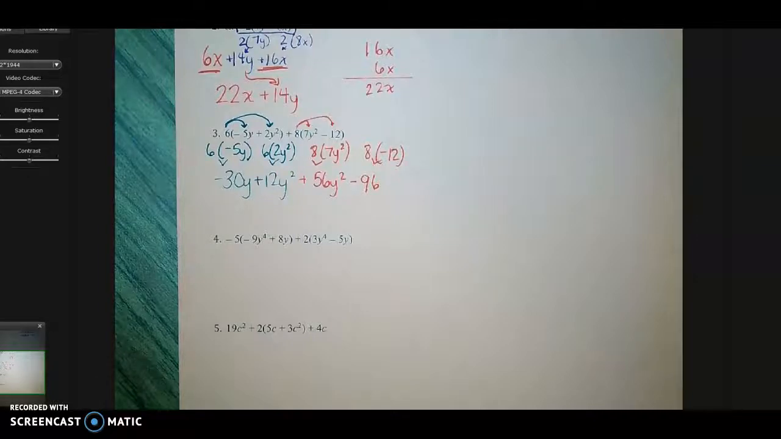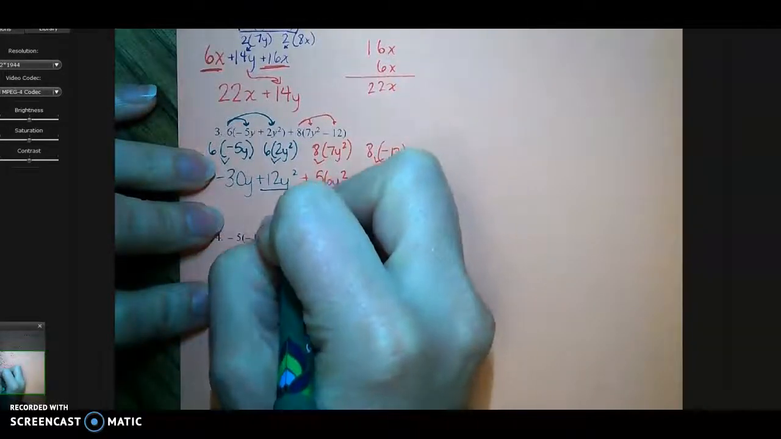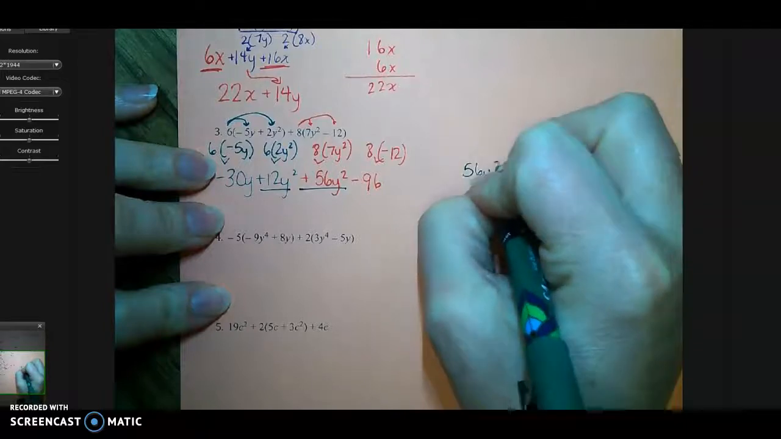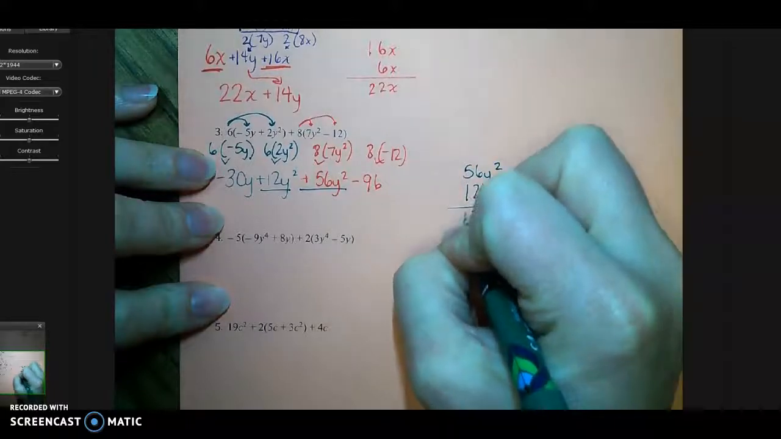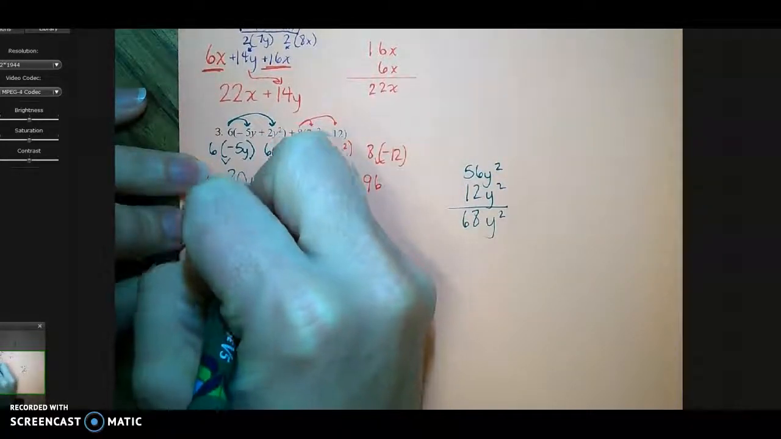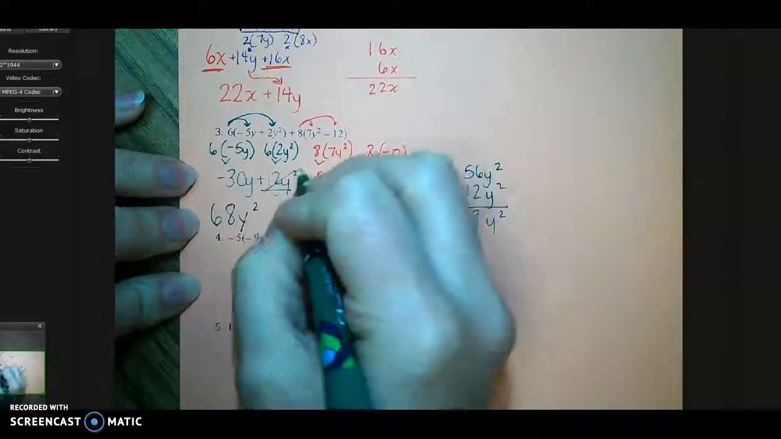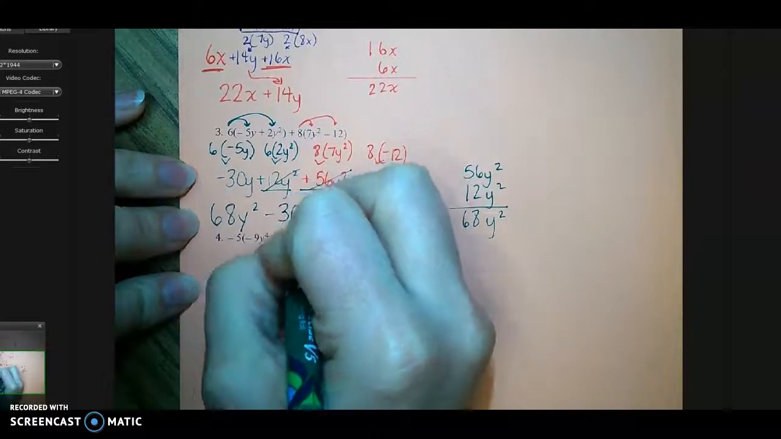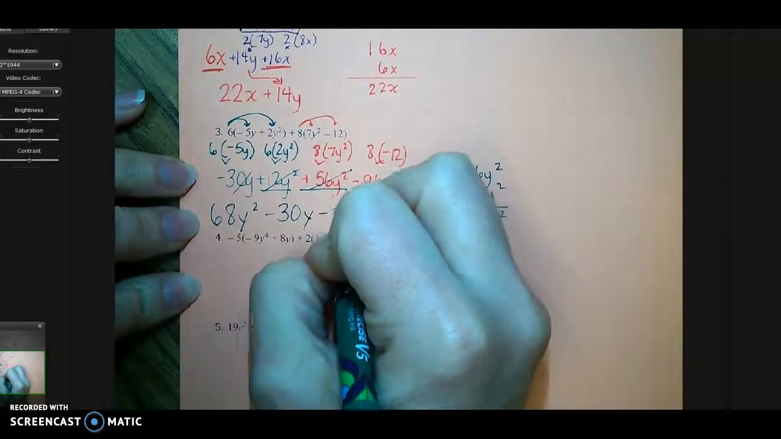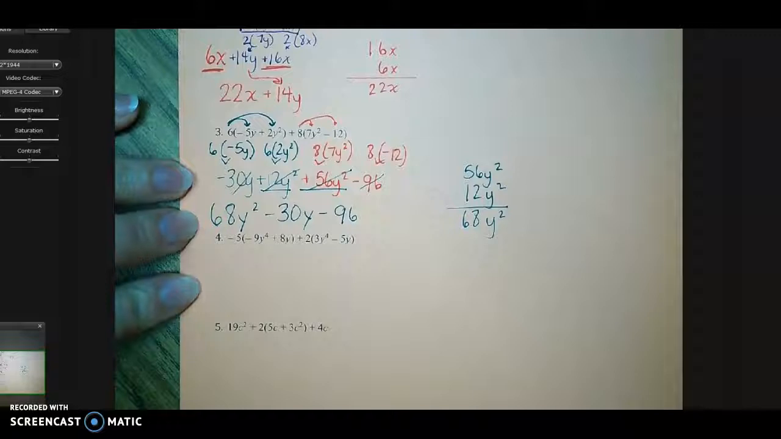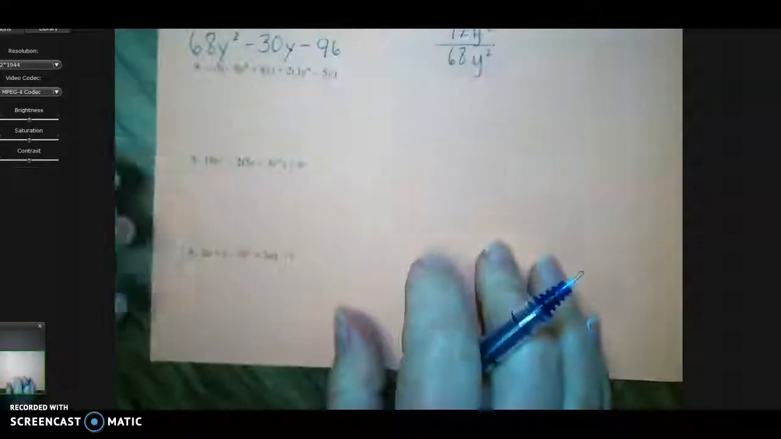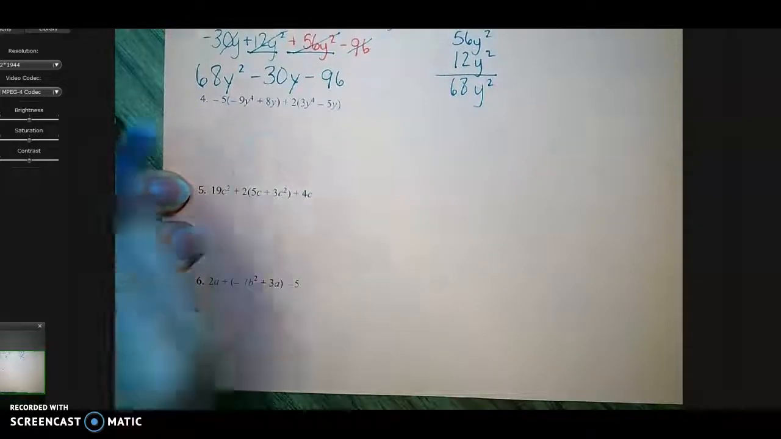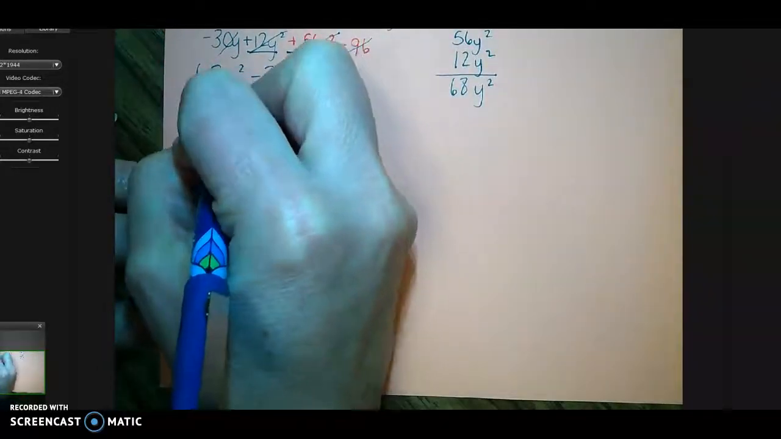What like terms do I have? Well, I have a y squared term here and a y squared term here. So 56y squared and 12y squared, they're both positive, so I end up with 68y squared terms, so I'm done with those. And then I've got -30y, and then I've got a -96. So as you get into longer ones, as you combine terms and are able to do that, you can cross them out so you don't accidentally do them again, or so you don't forget them. It's usually more likely.